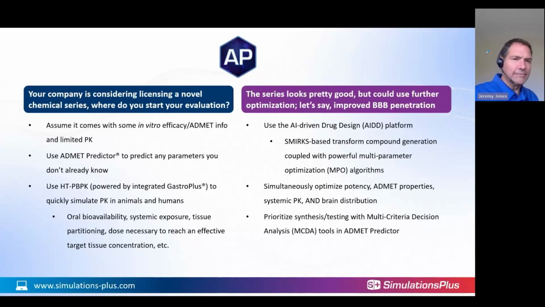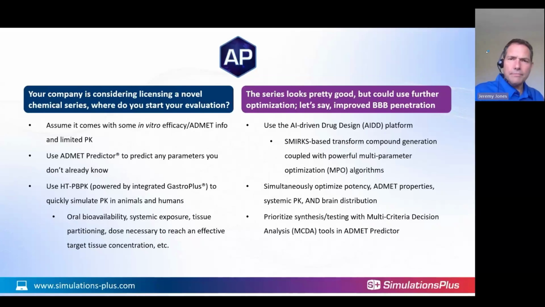And then I'll show you our high throughput PK, our physiologically based PK module within ADMET Predictor. If you're familiar with GastroPlus, it's a very similar module, or very similar calculations to GastroPlus, just a lot faster. And how we can use that to quickly simulate PK in both animals and humans. Everything from oral bioavailability, systemic exposure, tissue partitioning, and the dose necessary to reach an effective concentration in your target tissue, things like that.